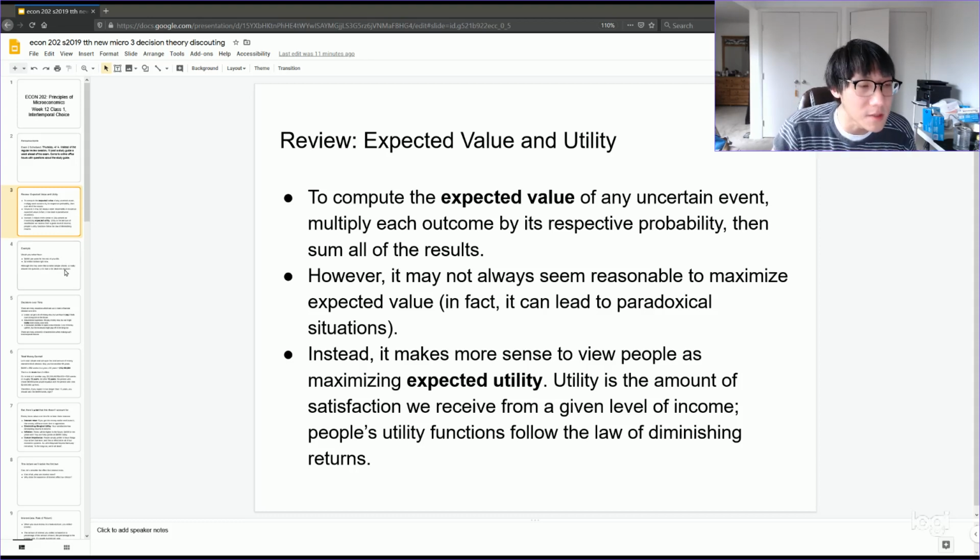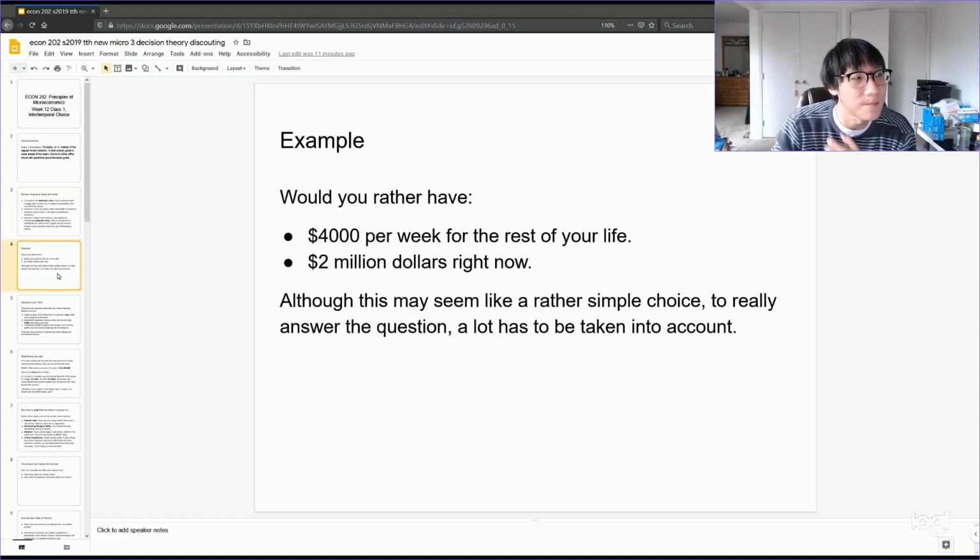Okay, so let's just jump into the topic of today's class, which is how to calculate or how to think about decisions with respect to the future. So suppose I give you the following question, okay? You can either have $4,000 a week for the rest of your life, okay? Or you can have $2 million right now, okay? That's a choice, all right? $4,000 a week for the rest of your life or $2 million right now.